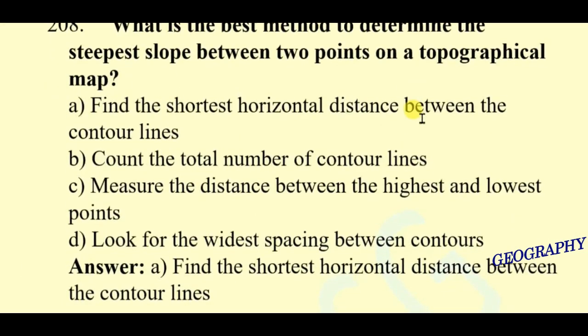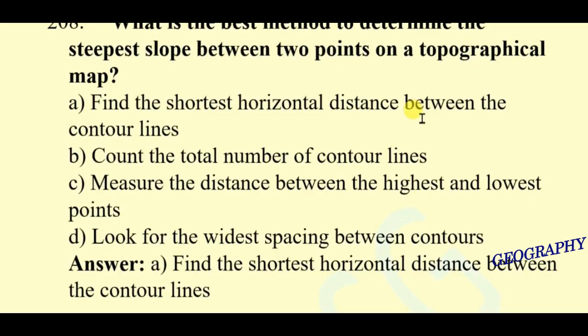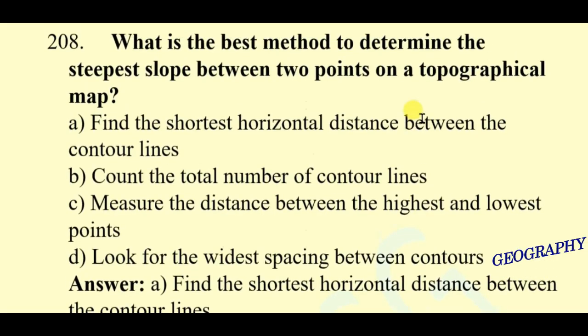Question 208. What is the best method to determine the steepest slope between 2 points on a topographical map? Find the shortest horizontal distance between the contour lines, count the total number of contour lines, measure the distance between the highest and the lowest points, look for the widest spacing between contours. So the right answer will be find the shortest horizontal distance between the contour lines.